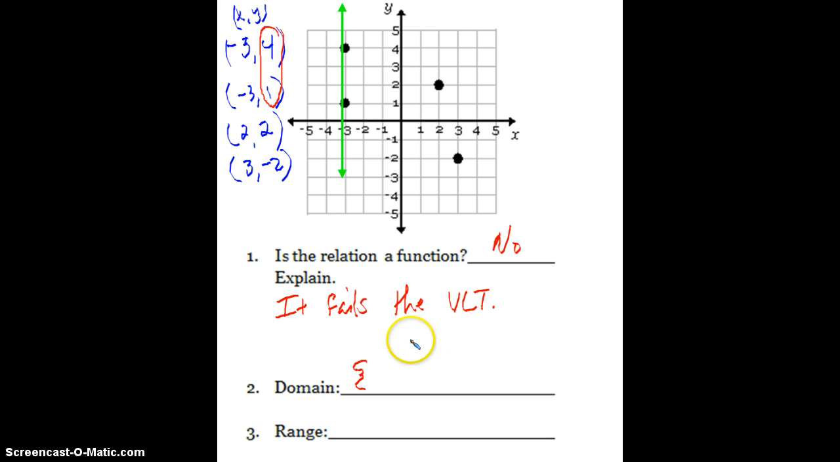All right, now, for our domain, again, we're always talking about x here. Okay? So the x's are -3. We already have a -3, so we don't repeat ourselves. And remember, we write them in increasing order, 2 and 3. Okay? Done. All right? Well, for a range, we're talking about the y coordinates now. Again, the y coordinates, putting them in order from least to greatest: -2, 1, 2, and 4. Done.